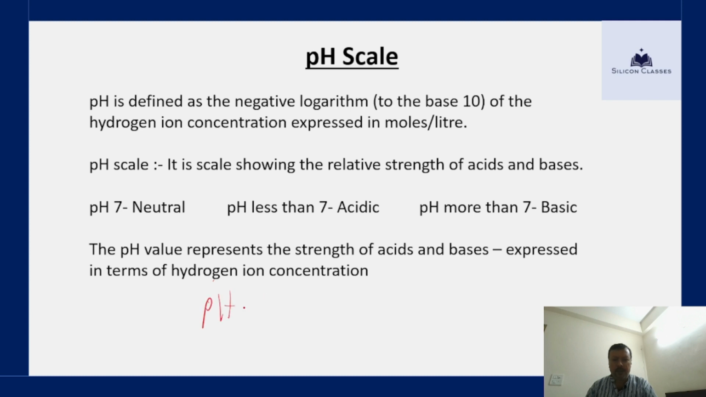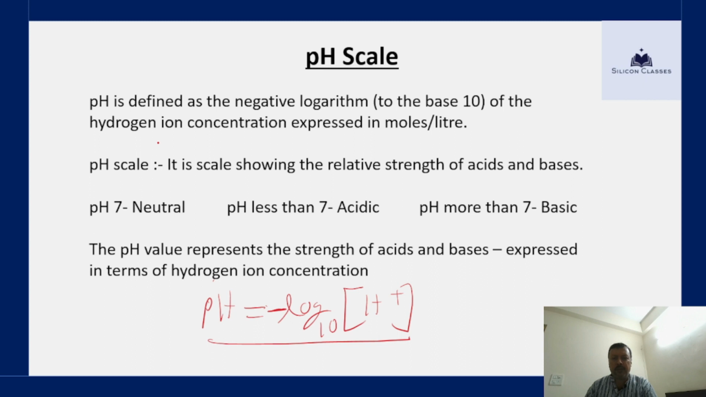This is the equation of pH: the negative logarithm of the concentration of H plus, logarithm of base 10. pH equals minus log base 10 of the concentration of H plus.